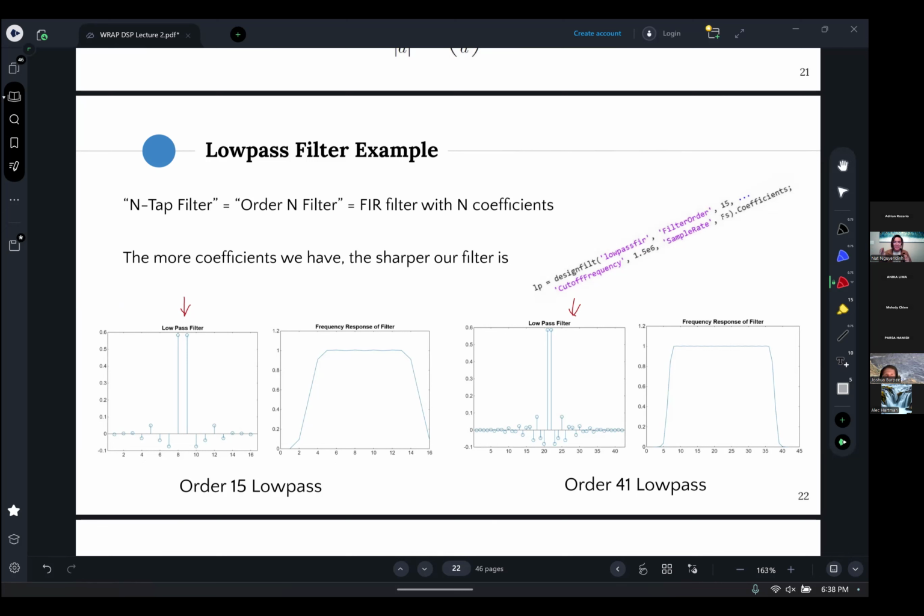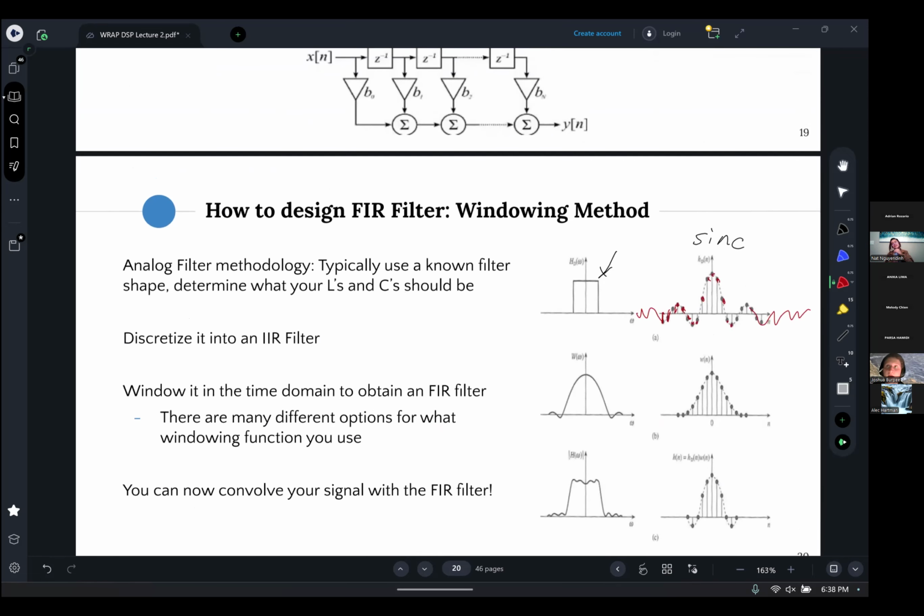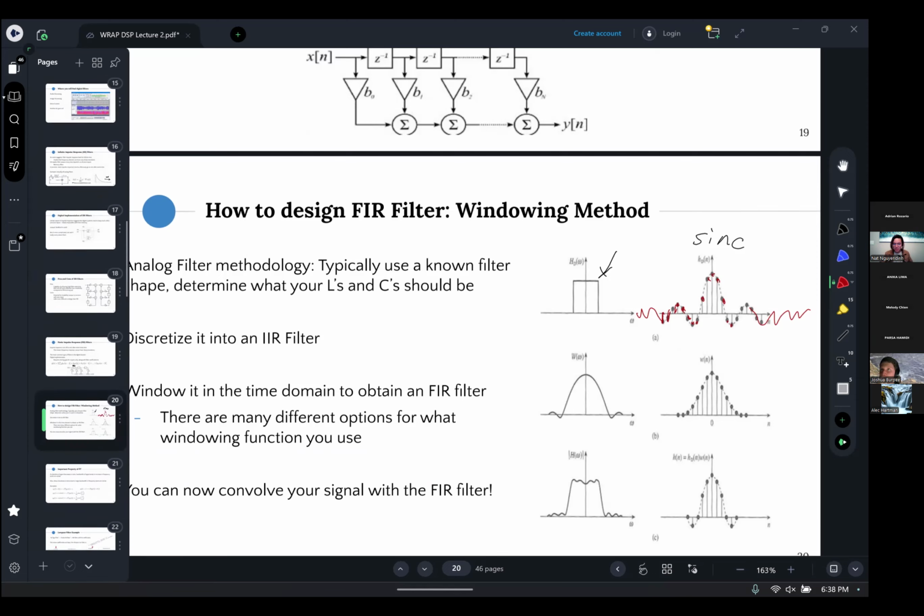Hey Nat, I have a quick question. On the previous page, when you're talking about designing the finite impulse response filter, correct me if I'm wrong, but you're basically filtering an infinite impulse response filter through windowing in order to create a finite impulse response filter? Yeah, that's how I want you guys to think about it.